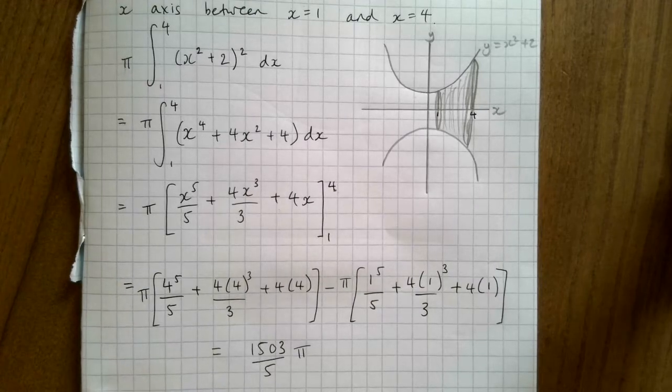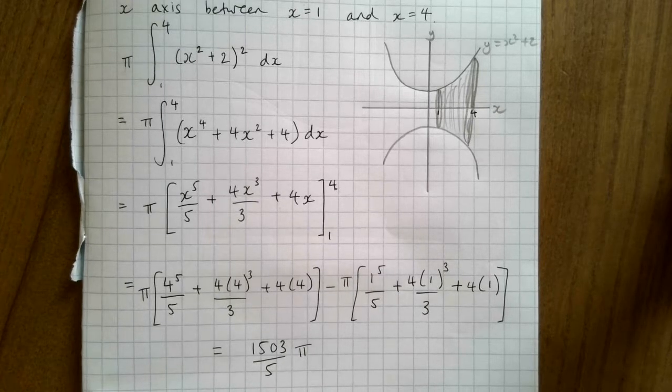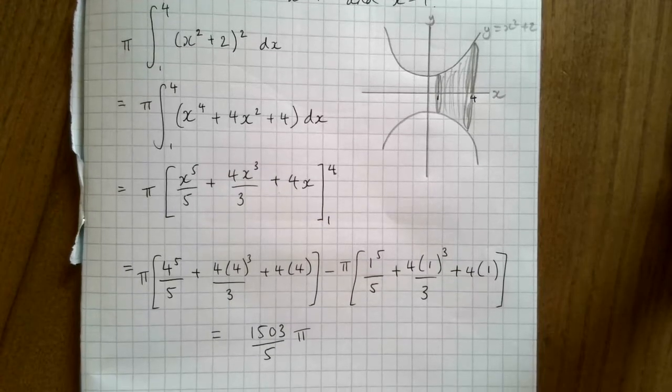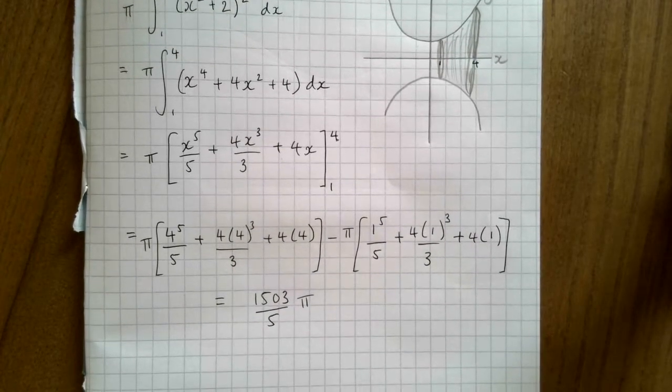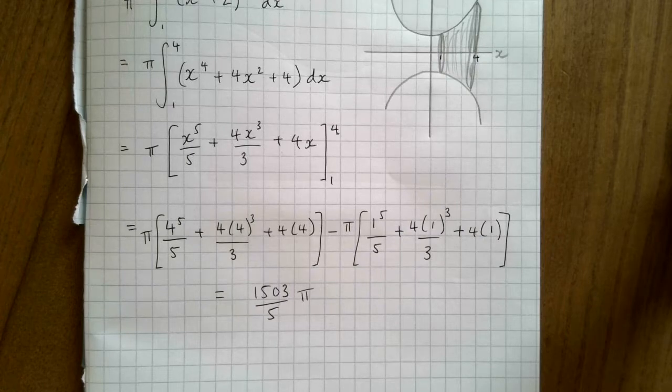So my solution, when I integrated it, I got x to the power of 5 over 5 plus 4x cubed over 3 plus 4x. And then I substituted in my limits 4 and 1, multiplied all by pi, and I got 1,503 over 5 pi units cubed.